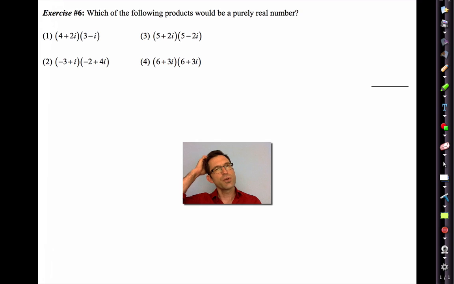All right, exercise 6. Which of the following products would be a purely real number? All right. Well, we could certainly look back at exercise number 4 and work on that, or we could just start multiplying things out. Now, in order to have a purely real number, what really has to happen is all the terms with just an i on them, not an i squared, have to cancel each other out. So you really don't have to do the full-on multiplication. You only have to check those terms. So pause the video now and see if you can do that more efficiently than multiplying absolutely everything out.